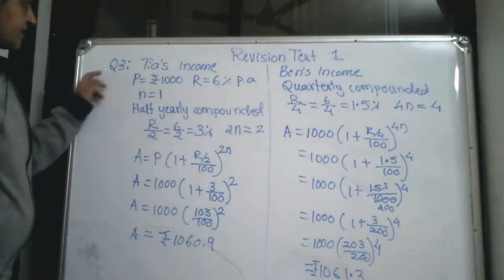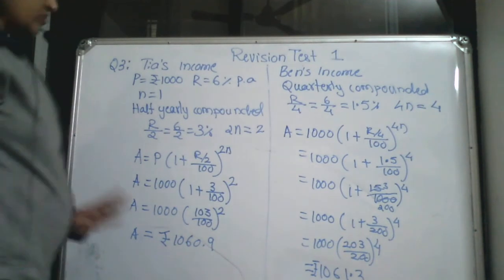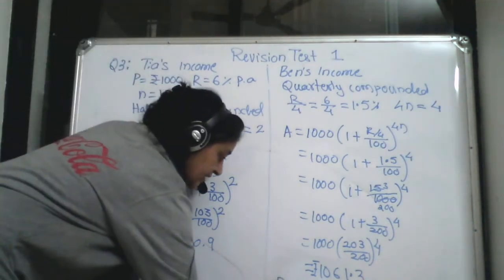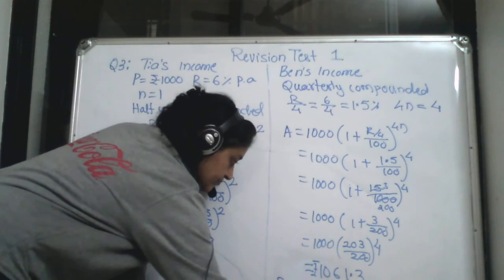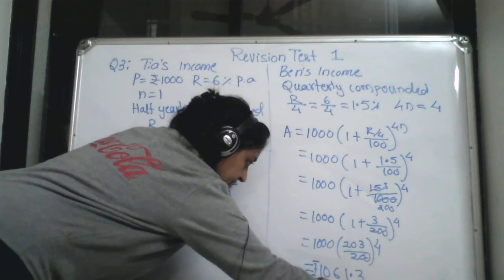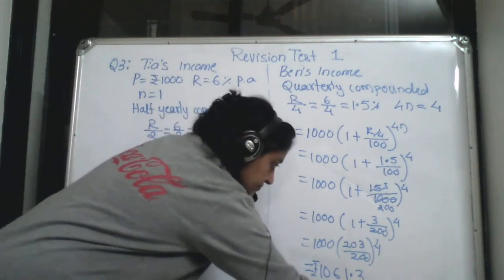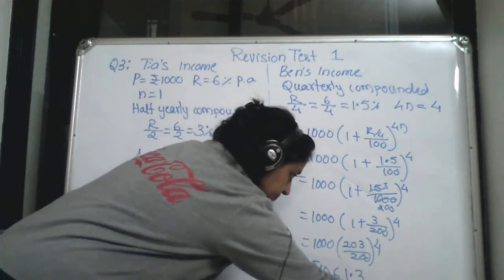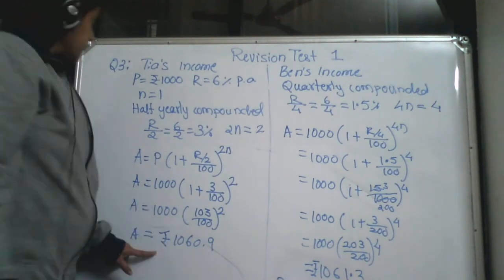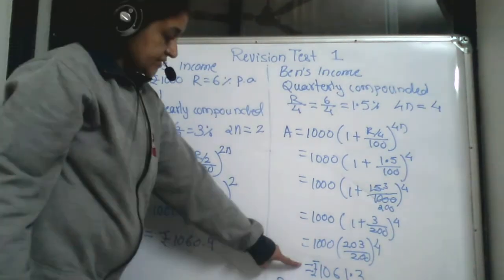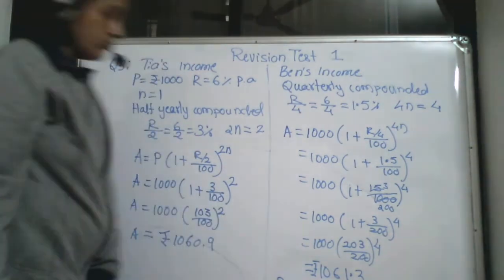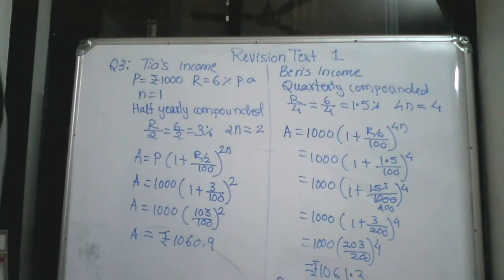But when you compare Tia's income and Ben's income, who is more? Ben's income is greater than Tia's income. Hope this is understandable. This is Tia's income, this is Ben's income. Whose is more? Ben's income is more than Tia's income.